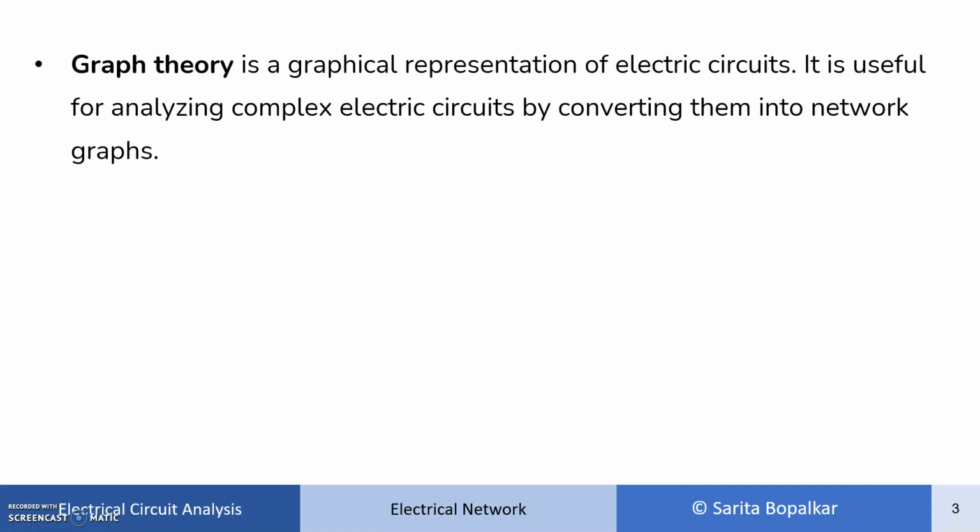So the definition of graph theory is: graph theory is a graphical representation of an electric circuit. It is used for analyzing complex electric circuits by converting them into the network graph. So what is this network graph? This graph theory is also called network topology.